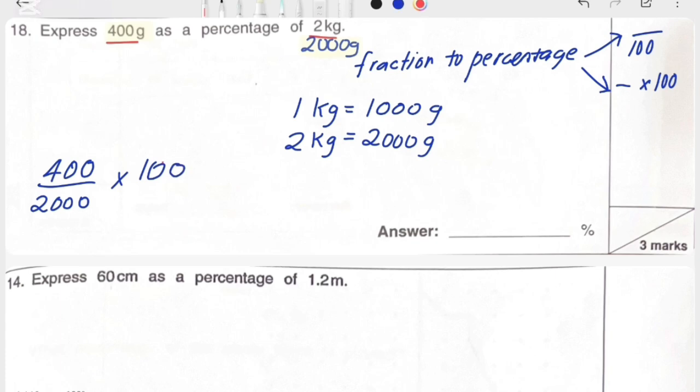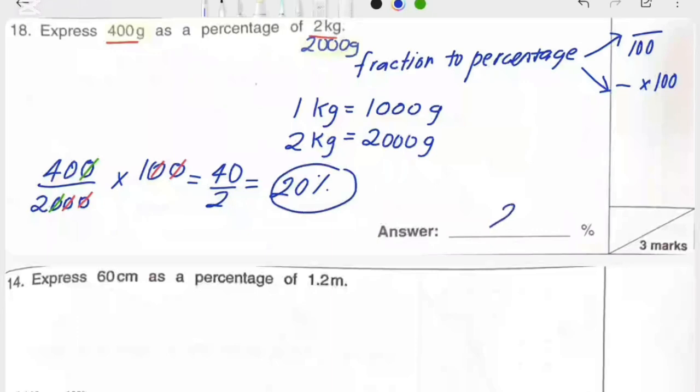Let's simplify. Cancel off these two zeros top and bottom. That means you are dividing them by 100. Now we can cancel off 1 zero from the top and 1 zero from the bottom, which means you're dividing them by 10. So we're only left with 40 over 2. 40 over 2 is also the same as 40 divided by 2. Half of 40 is equal to 20. The answer is 20%.